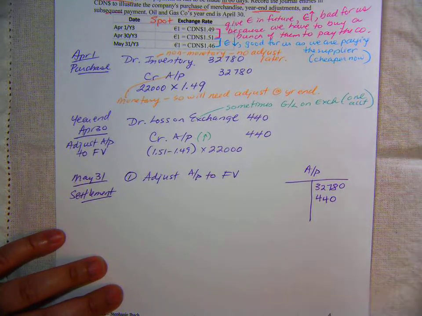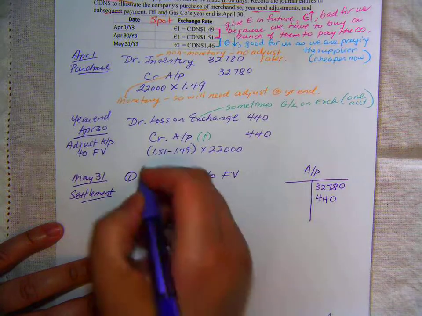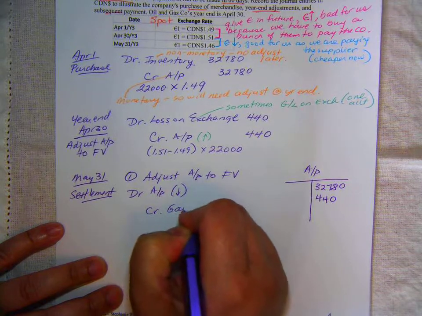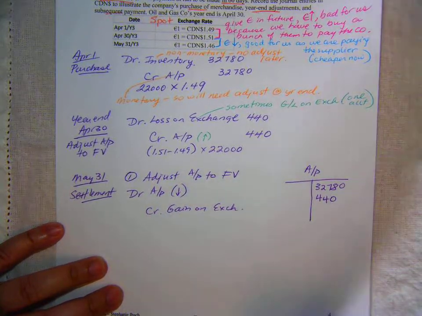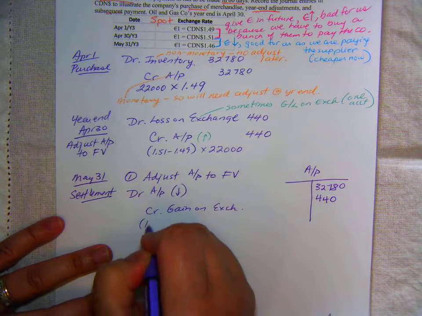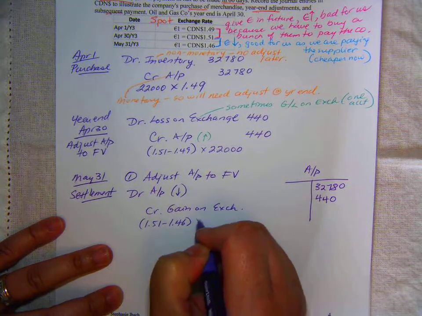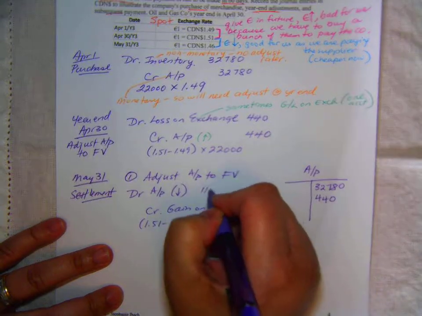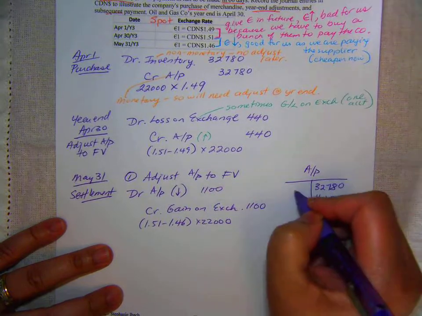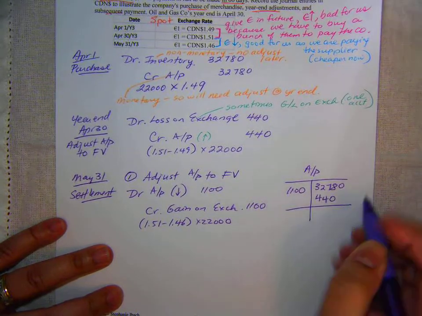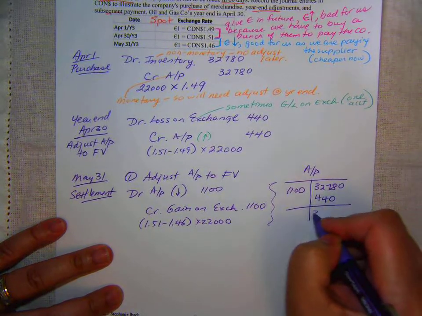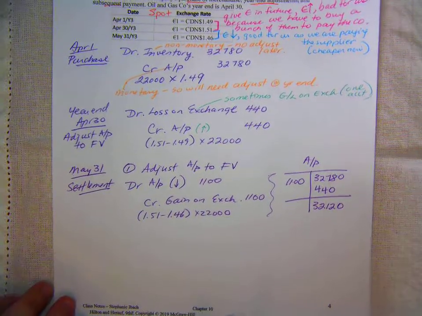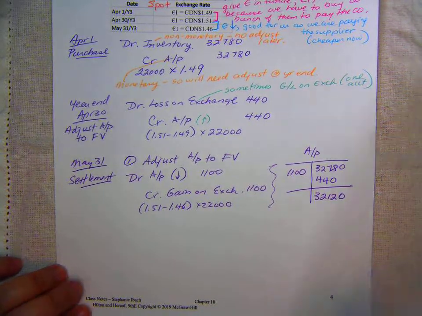So we are going to debit AP to reduce and credit gain on exchange. And that's for $1.51 minus $1.46 times 22,000, which is 1,100. And so we've got 1,100 in there, and our balance is now 32,120. So that was the first step. Now all we have to do is settle it.